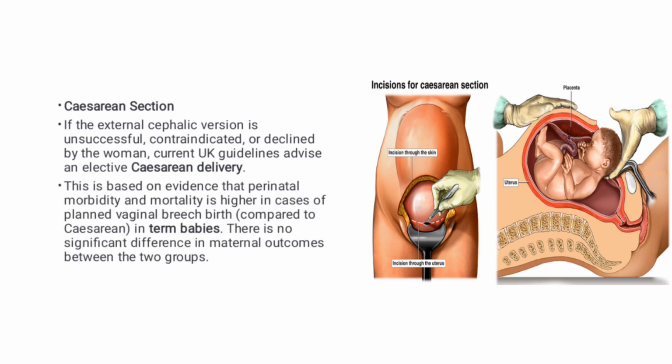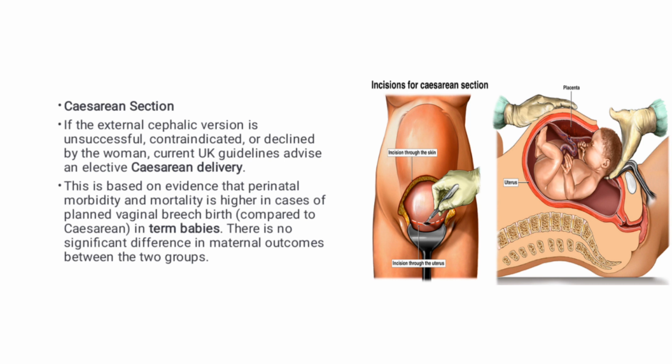Okay, and in most of our cases also, if it's a primigravida, we usually do an elective CS. If it's a previous CS also, we do an elective CS as well. We don't want to put the woman through the strain of labor in a breech presentation. This is based on evidence that perinatal morbidity and mortality is high in cases of planned vaginal breech birth compared to cesarean.